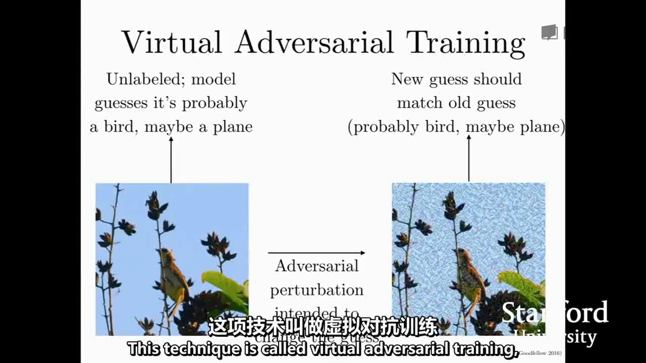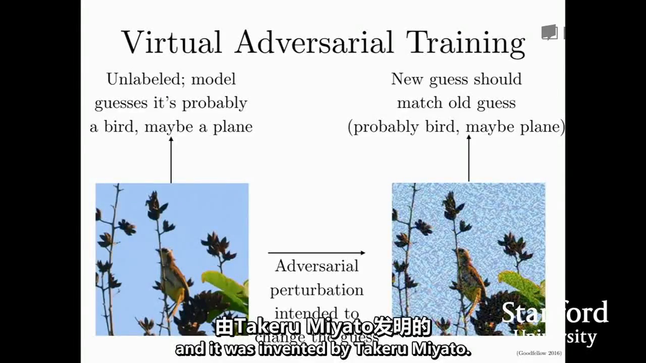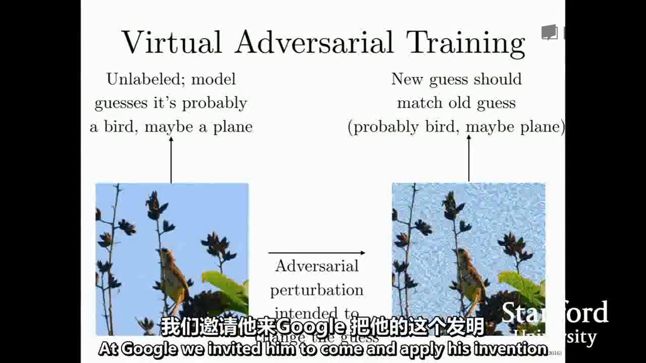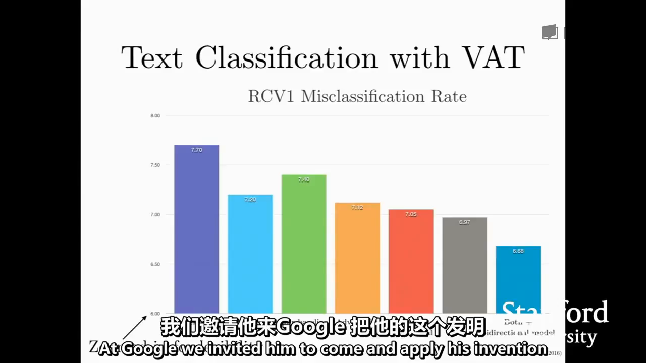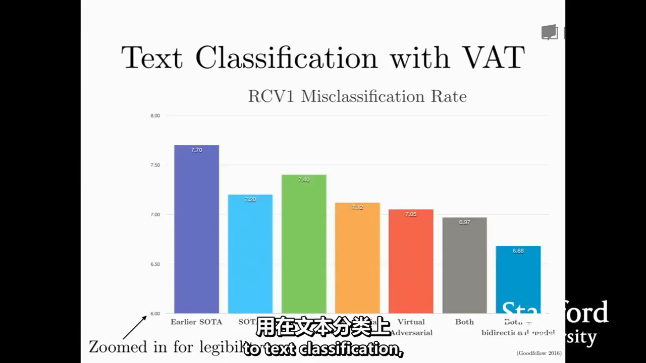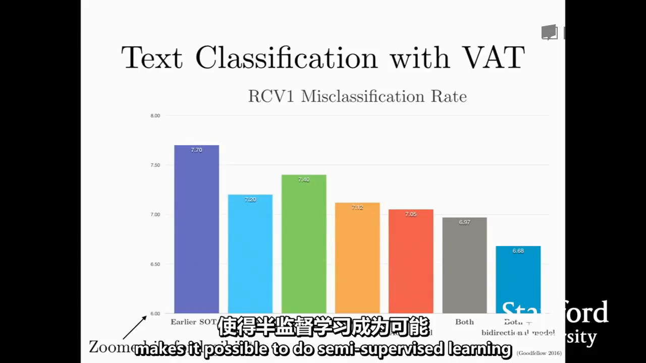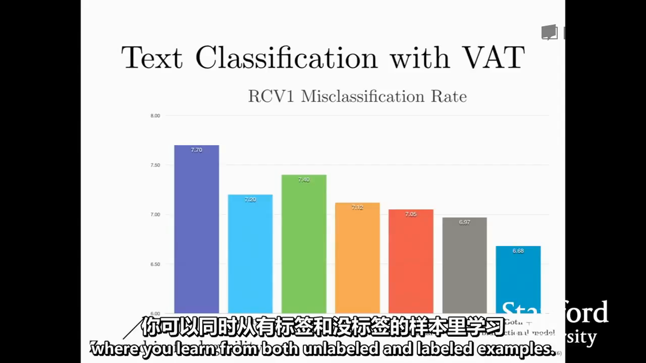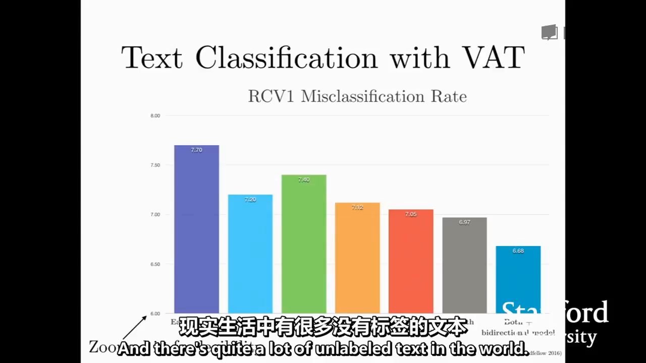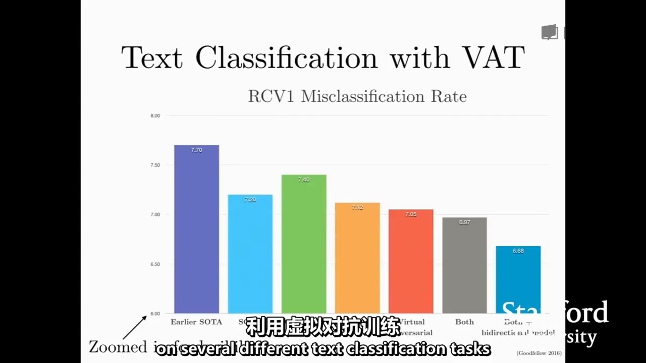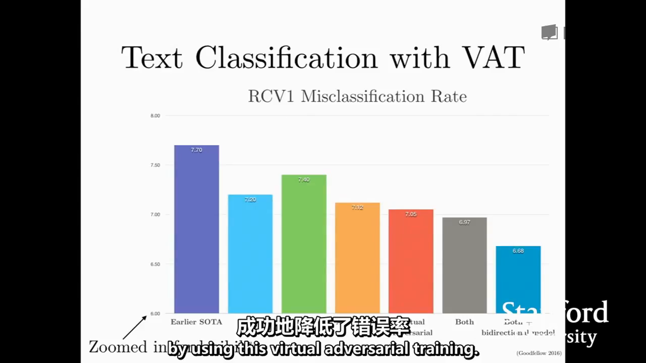This technique is called virtual adversarial training, and it was invented by Takeru Miyato. He was my intern at Google after he did this work. At Google, we invited him to come and apply his invention to text classification, because this ability to learn from unlabeled examples makes it possible to do semi-supervised learning, where you learn from both unlabeled and labeled examples. And there's quite a lot of unlabeled text in the world. So we were able to bring down the error rate on several different text classification tasks by using this virtual adversarial training.